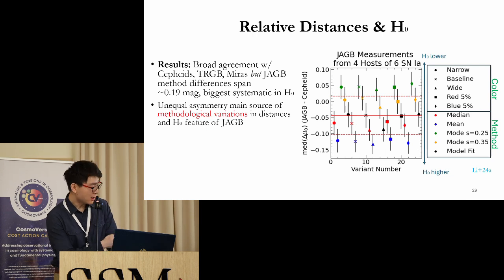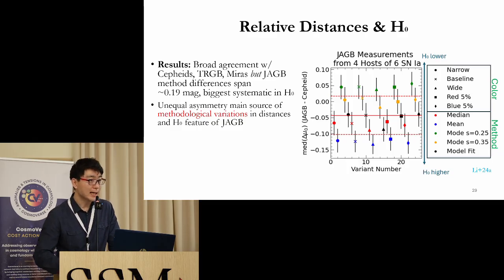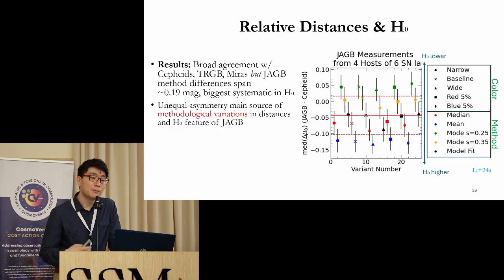So here's just a summary plot from our first iteration on the right. On the y-axis, we're showing the difference between the JWST and the Cepheid measurements. This is across many different galaxies, and so we just simply take the median. Again, this is plotted as a function of the 25 different variants. And the red line shows the median of the differences out of all these 25 values.